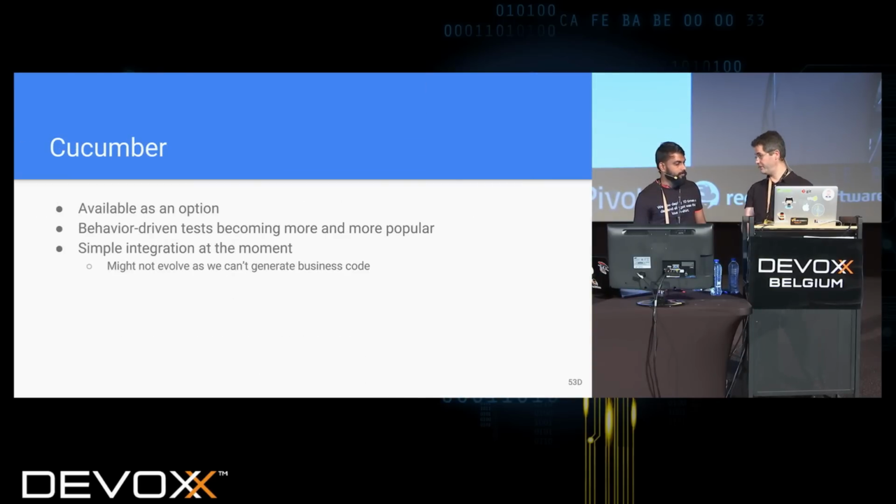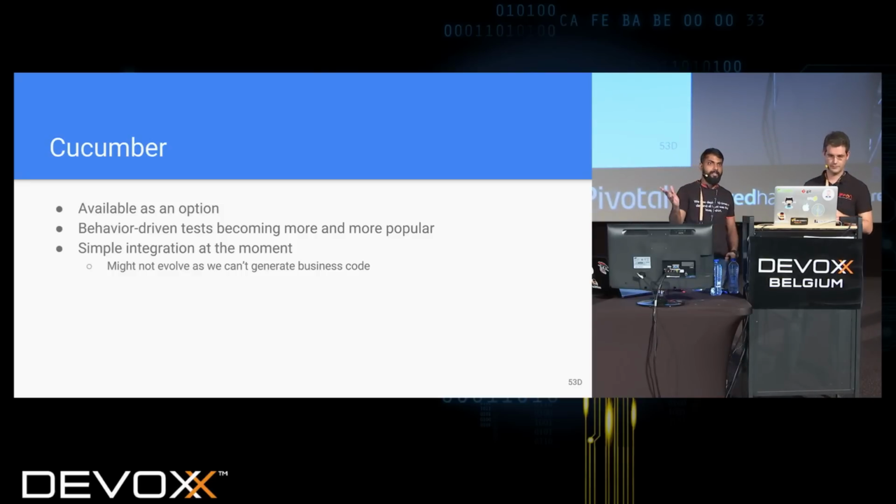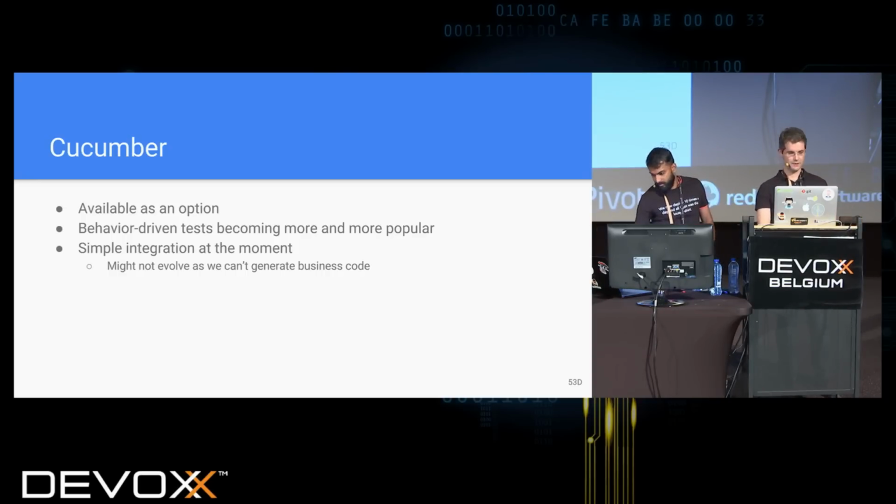Oh, sorry, I forgot Cucumber. Cucumber is for BDD. So if you're familiar with BDD testing, you can use Cucumber for that. We have a simple integration at the moment. We won't be able to generate business logic testing for you. We do a simple wrapper implementation. You have to write your business logic tests inside. So that would make sense. Yeah, that makes sense.